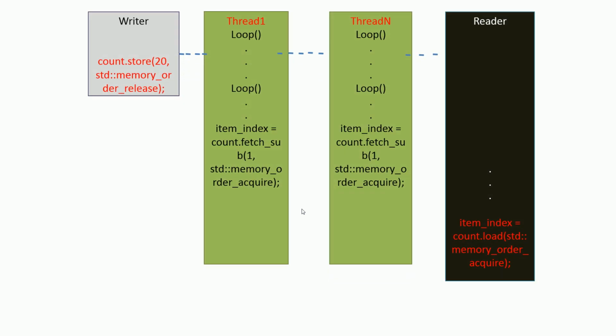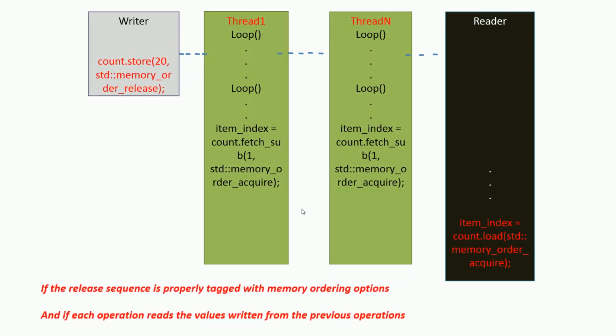This diagram shows such a release sequence. Here in the writer thread, we perform the initial store operation with memory order release. And in the reader thread, we perform the final load operation with memory order acquire. Now in between these two threads, there may be multiple threads performing read-modify-write operations on that particular atomic variable, in this case, the count variable.